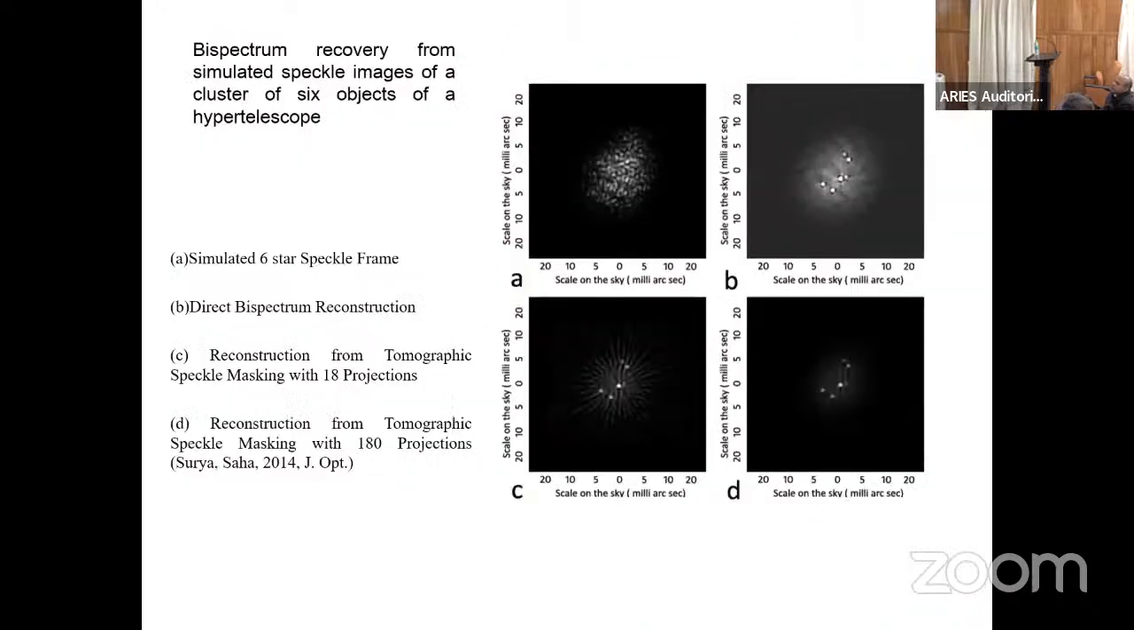Then again, there are 6 elements here, and we have reconstructed it with the Radon transform tomographic image. We found this.